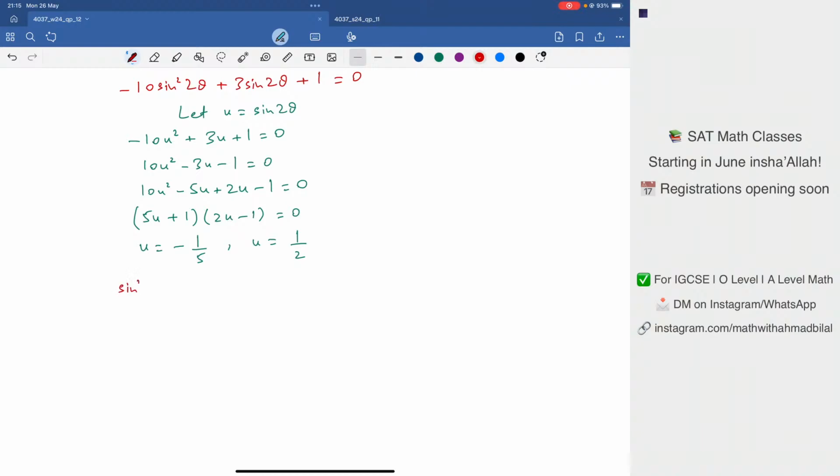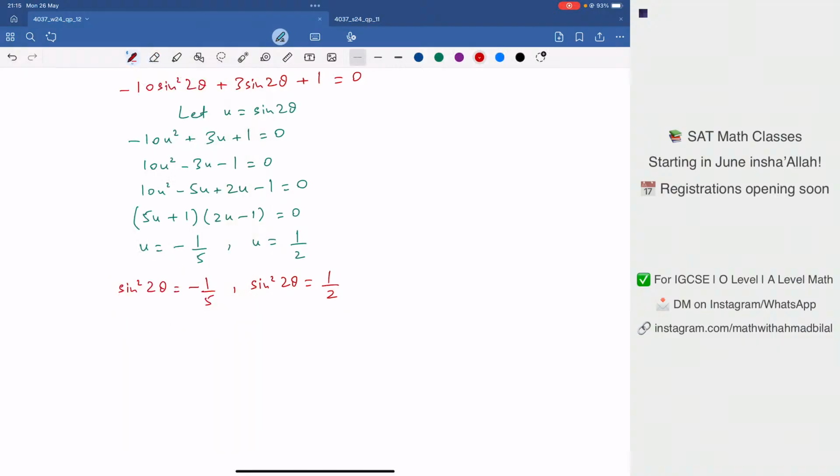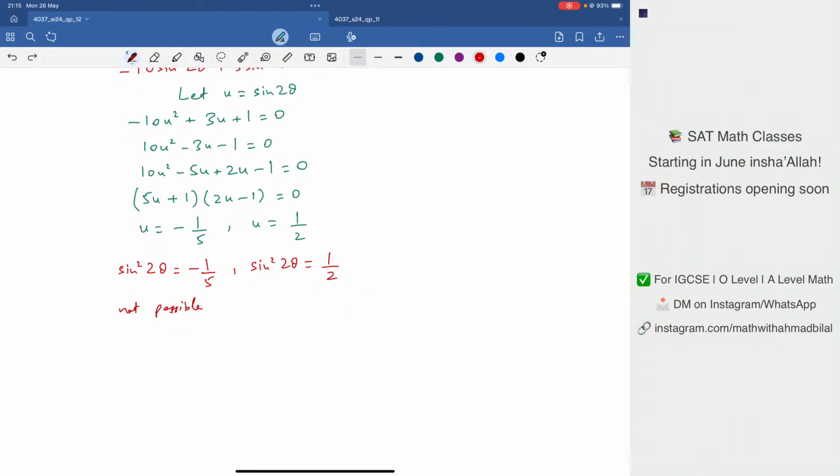So sine square 2 theta is either equal to minus 1 over 5 or sine square 2 theta is equal to 1 over 2. Now this is not possible because a square cannot be negative. So we say this is not possible. We don't get anything useful from this. We can just cross it out or just write that this is not possible, right? A square cannot be negative. What about the other one? Sine square 2 theta is 1 over 2.